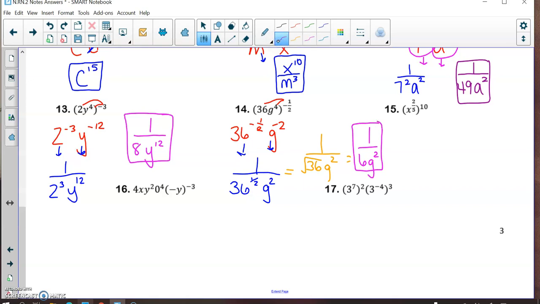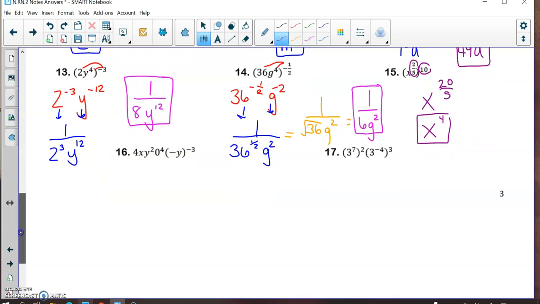All right, the next one, an x to the 2/5 to the 10th power. So I do need to multiply these two exponents together. So I get an x to the 20 over 5th power, because we do the 2 times the 10. And a 20 divided by a 5 is a 4, so I wind up with x to the 4th power as my answer.